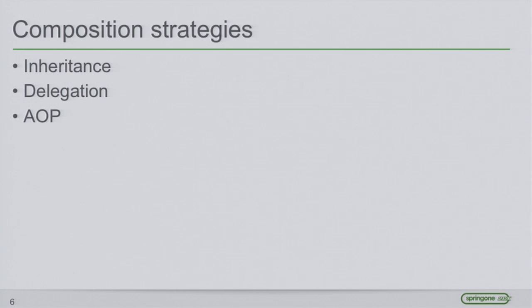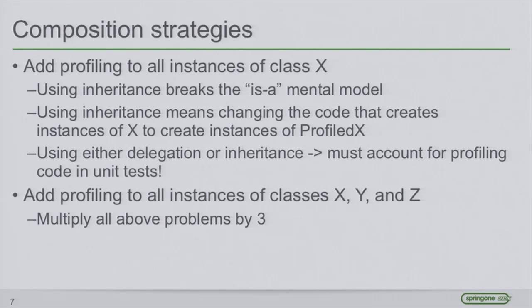And there are other composition strategies, ones that are very familiar. Inheritance and delegation are two very prominent ones in the object-oriented world. If you come from a functional background, functional composition is also a type of composition strategy where you take behaviors and combine them to make an application. And AOP falls into this category. But AOP can solve a different class of problems than these other composition strategies.